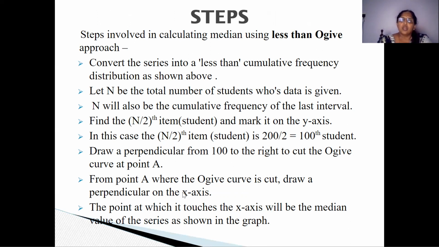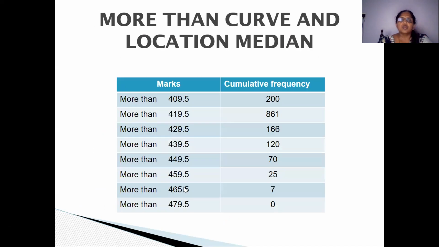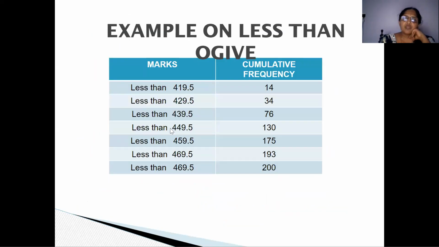In the next problem, we can also show it in the more than ogive. So this is the second problem. We are given the same problem, but in a different form: the lower limit is given here, 409.5, 419, with the continuity correction of 0.5, so it is already converted into exclusive. Then we are already given the cumulative frequency. Same way as we located before.